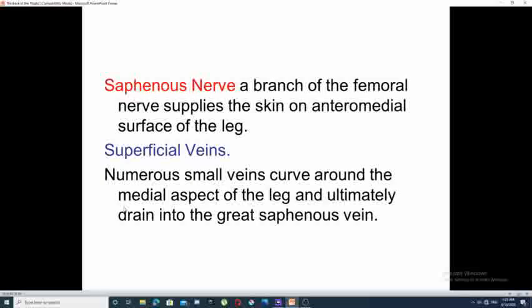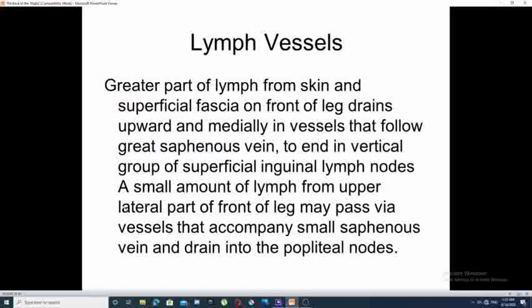Superficial veins in the anterior leg. Numerous small veins curve around the medial aspect of the leg, and finally they will drain into the great saphenous vein. Lymphatic vessels. The greater part of the lymph from skin and superficial fascia in front of the leg drains up and medially in vessels that follow the great saphenous vein. Finally, it will end in the vertical group of superficial inguinal lymph nodes.